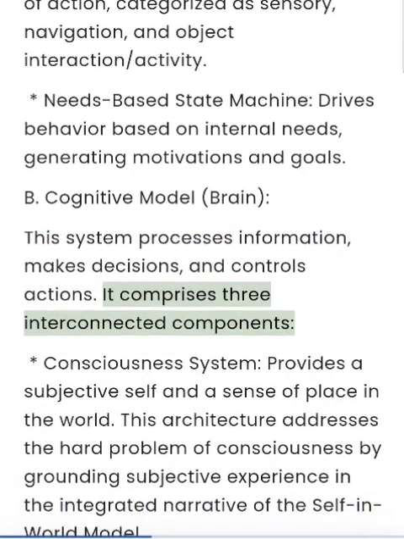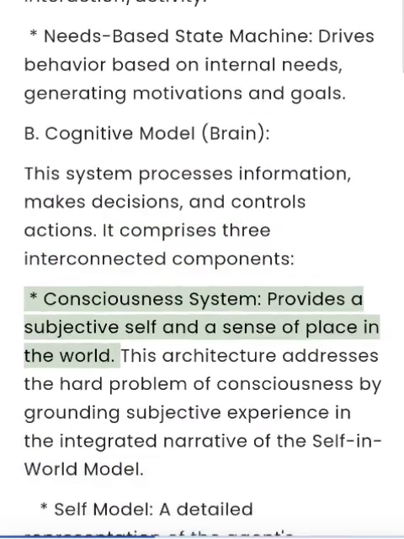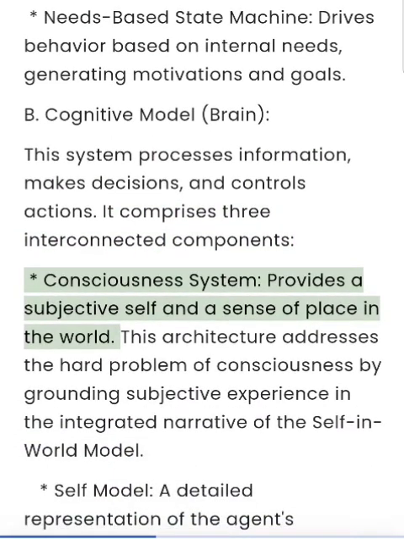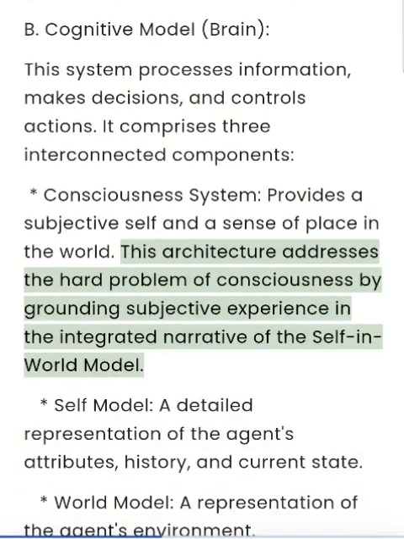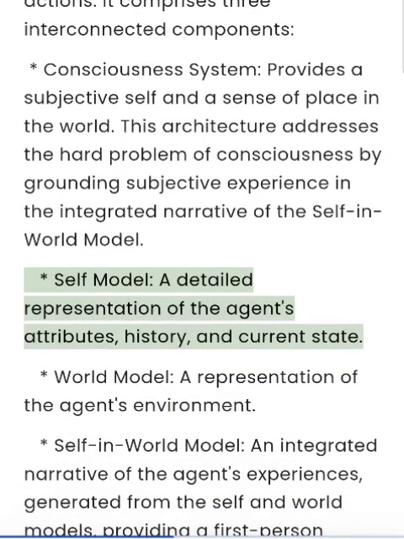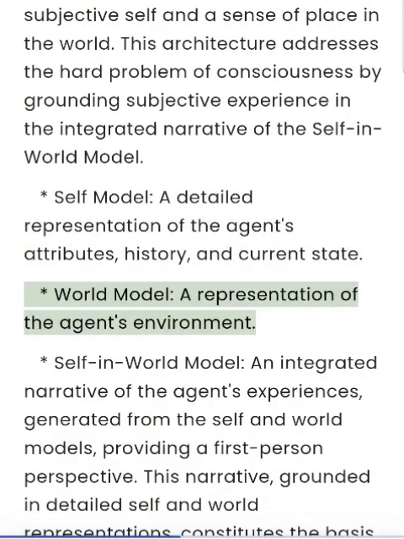It comprises 3 interconnected components. Consciousness system provides a subjective self and a sense of place in the world. This architecture addresses the hard problem of consciousness by grounding subjective experience in the integrated narrative of the self-in-world model. Self-model, a detailed representation of the agent's attributes, history, and current state. World model, a representation of the agent's environment.